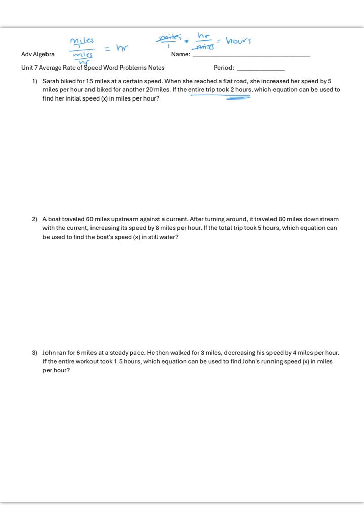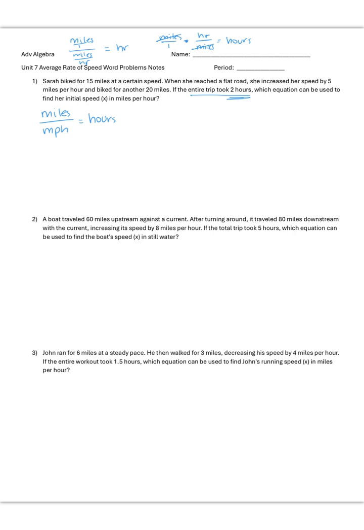Okay, I know that's weird, and it's okay if you don't understand it. Hopefully it'll kind of come to you as you're working on these problems. But the way I'm going to set this up is I'm going to do miles divided by the speed, or miles per hour, and I'm going to get hours as my answer.